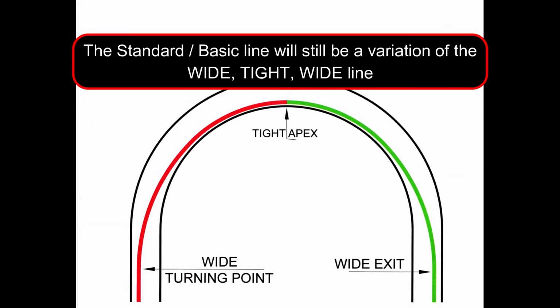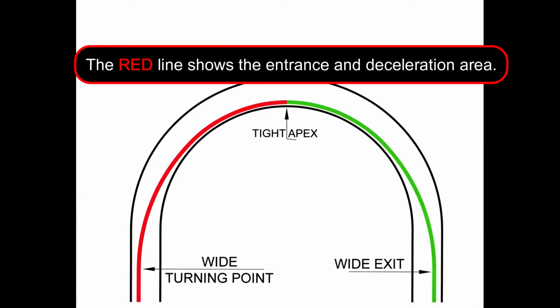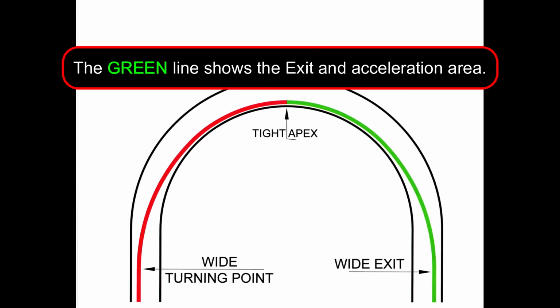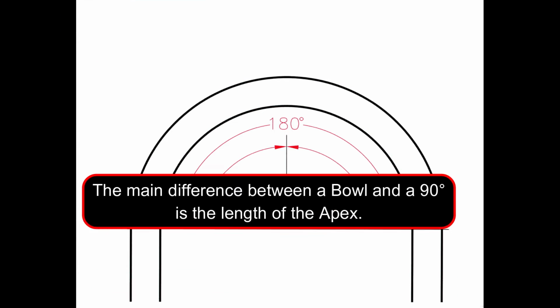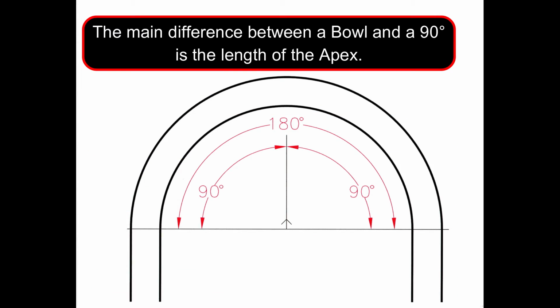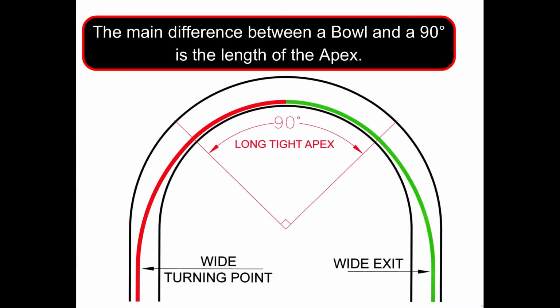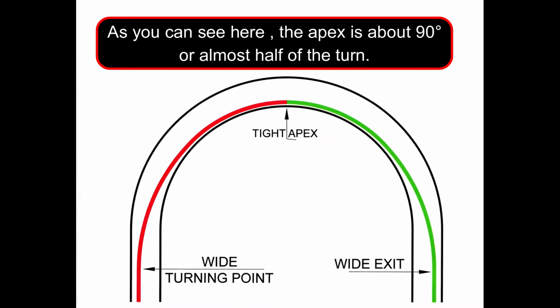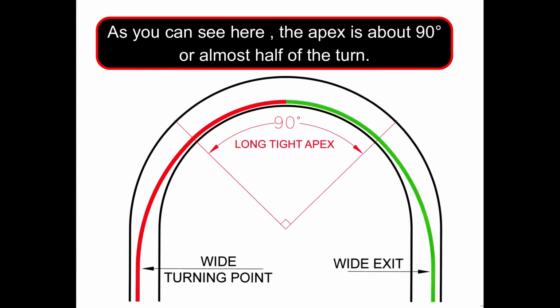The standard basic line will still be a variation of the wide, tight, wide line. The red line shows the entrance and deceleration area, whereas the green line shows the exit and re-accelerating area. The main difference between a bowl and a 90 is the length of time and length of distance at the apex. As you can see here, the apex is about 90 degrees or almost half of the turn.